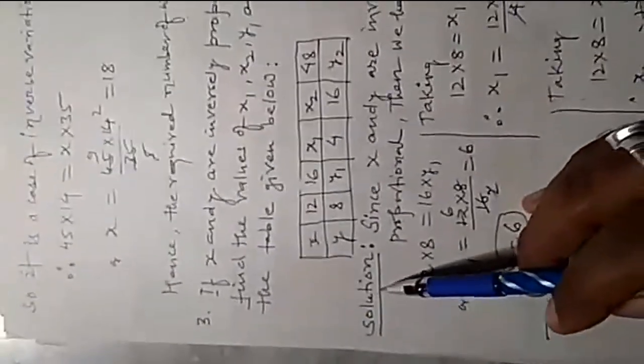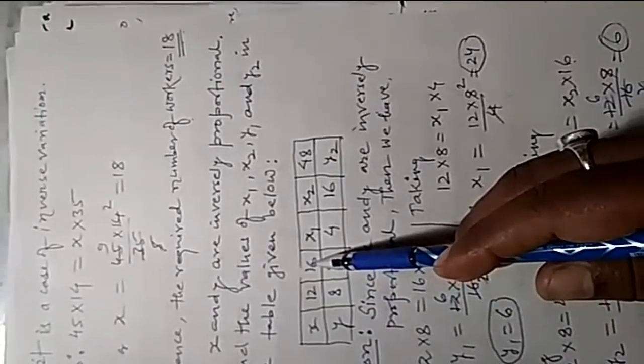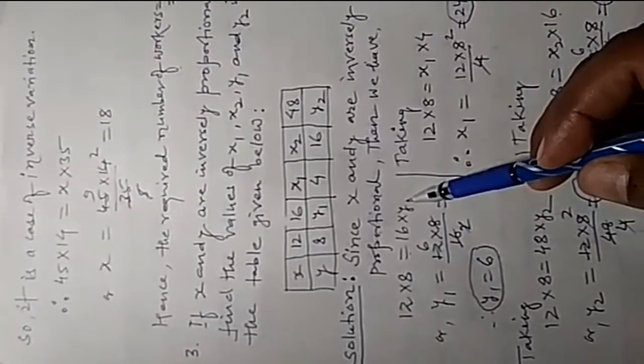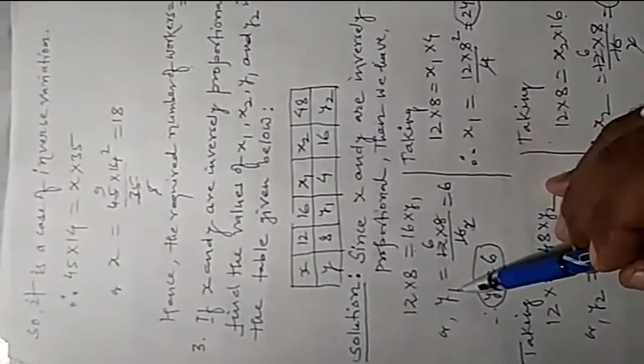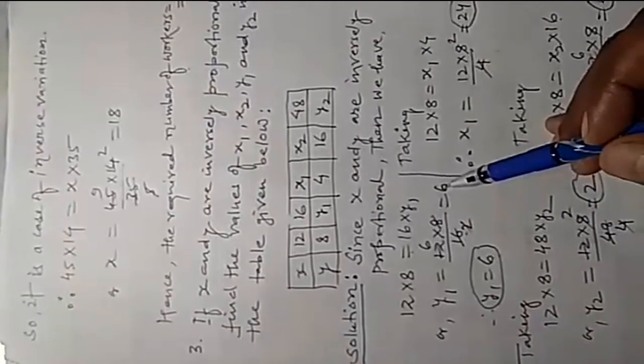Solution is here. Since x and y are inversely proportional, we have 12 into 8 is equal to 16 into y1. Therefore, y1 is equal to 12 into 8 by 16. We get the result 6.